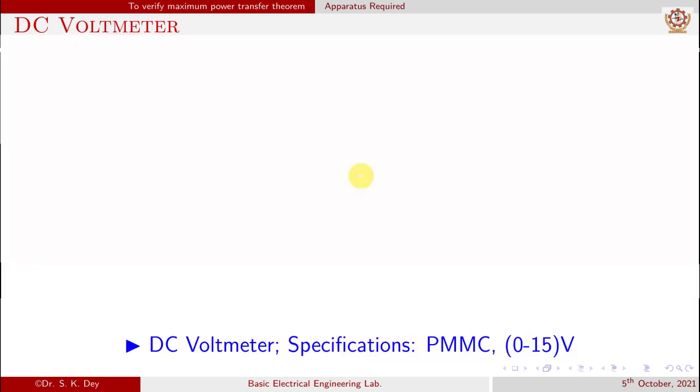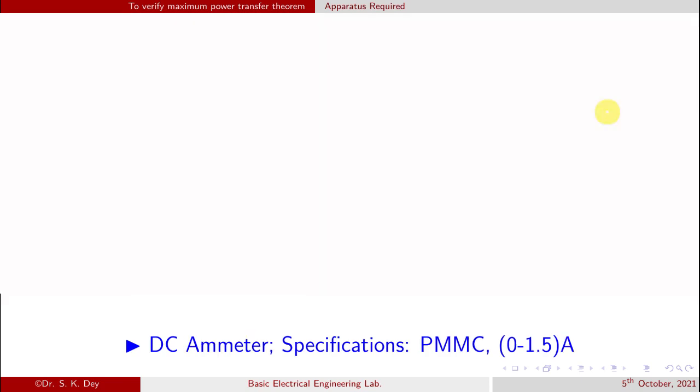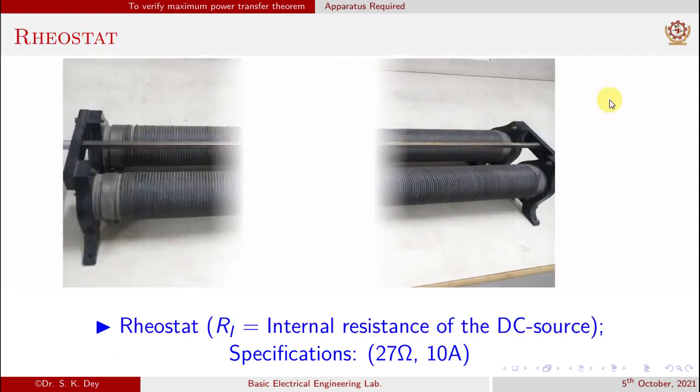Next, we will see DC voltmeter. It is PMMC type DC voltmeter. Here you can see this is common positive terminal, this is 30 volt terminal, and this is 15 volt terminal. In this experiment, we will use this 15 volt terminal. Next, we will see DC ammeter. Here you can see this is positive terminal of this ammeter, and this is 3 ampere terminal, this is 1.5 ampere terminal.